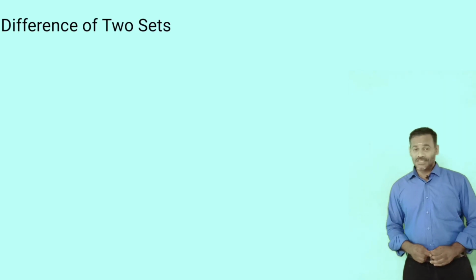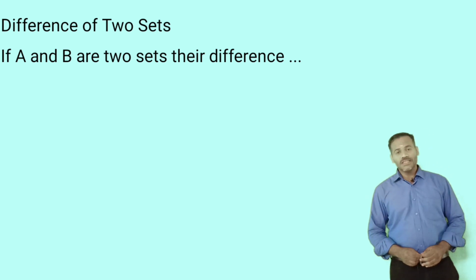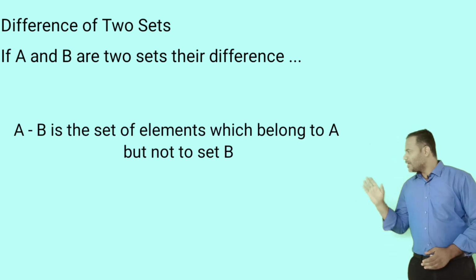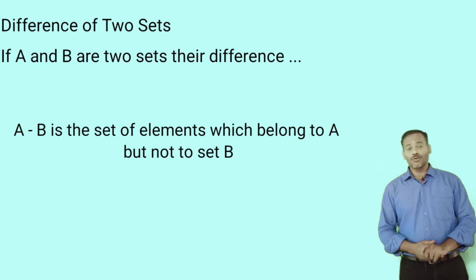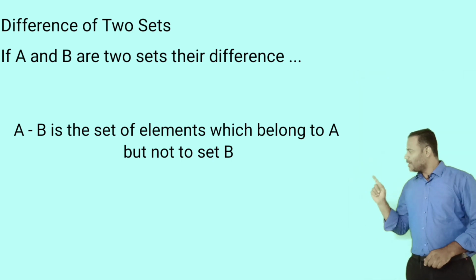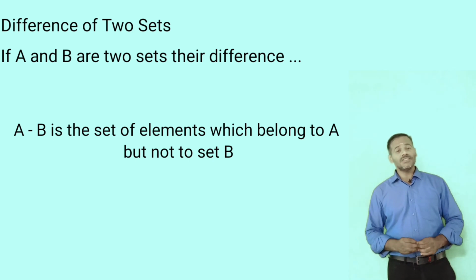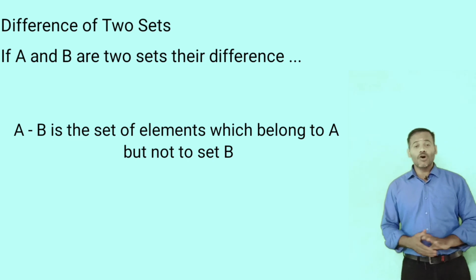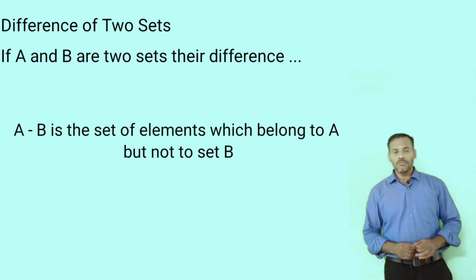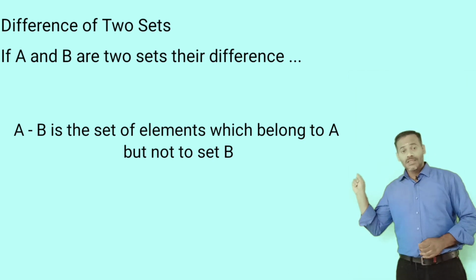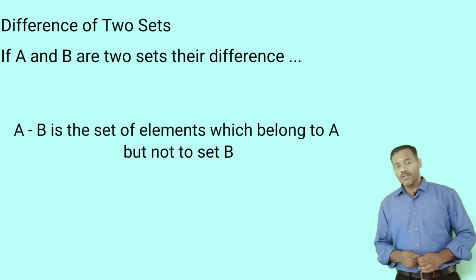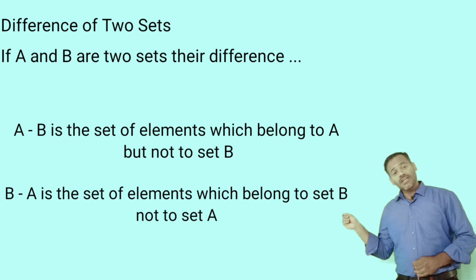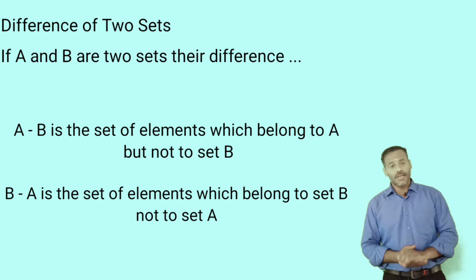Now children, let us move to the next topic, difference of two sets. If A and B are any two sets, their difference A minus B is the set of all those elements which belong to A but don't belong to B. Similarly, B minus A is the set of all those elements which belong to B but don't belong to A. Children, it's very easy, remember it: A minus B means all the elements belong to A but don't belong to B. Similarly, B minus A means all the elements belong to B but don't belong to A.